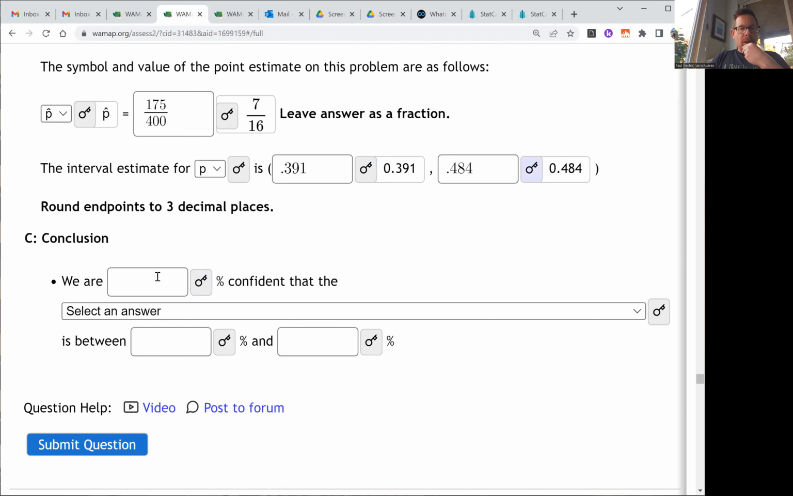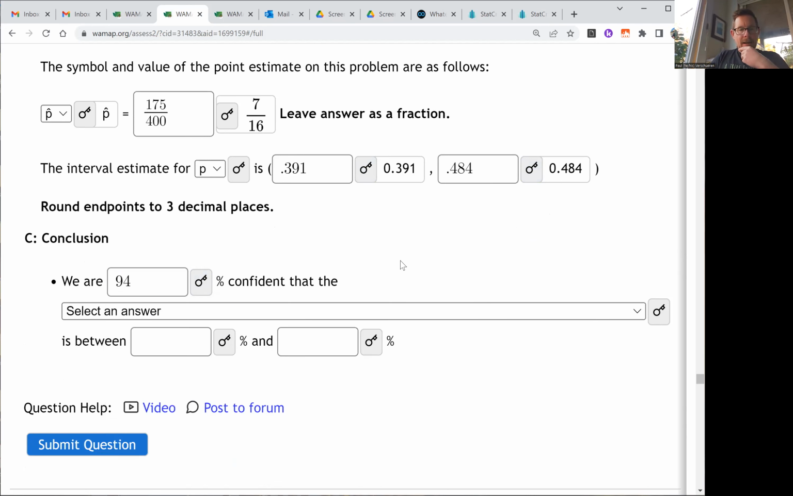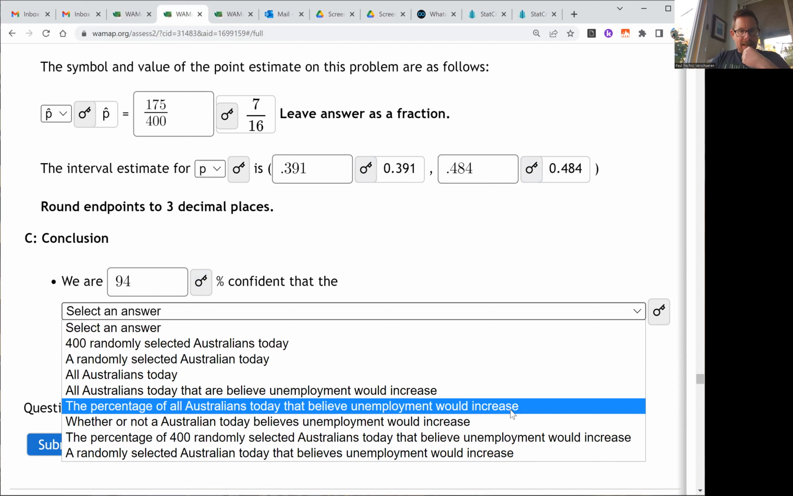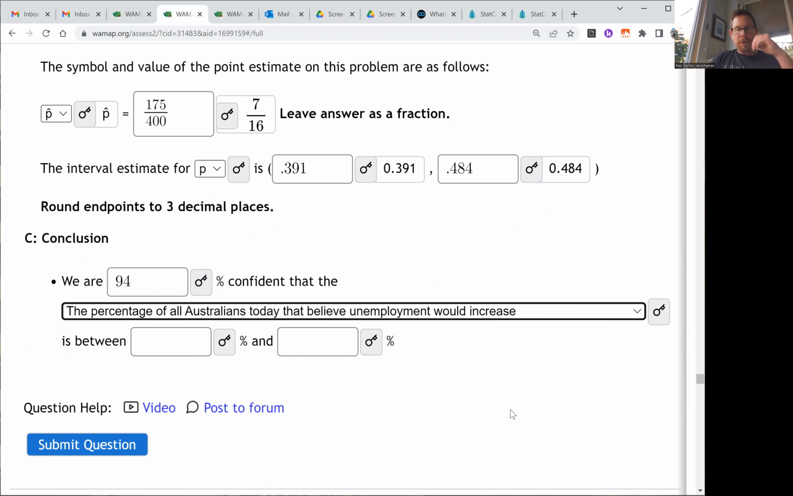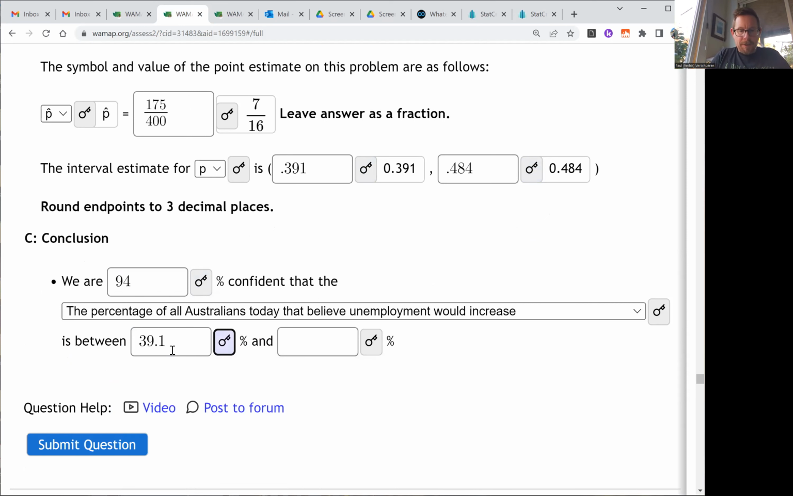So the conclusion: we are 94% confident, because it's a 94% confidence interval, that the percentage of Australians that believe unemployment would increase, that's the description of what p is, is between 39.1 and 48.4%.